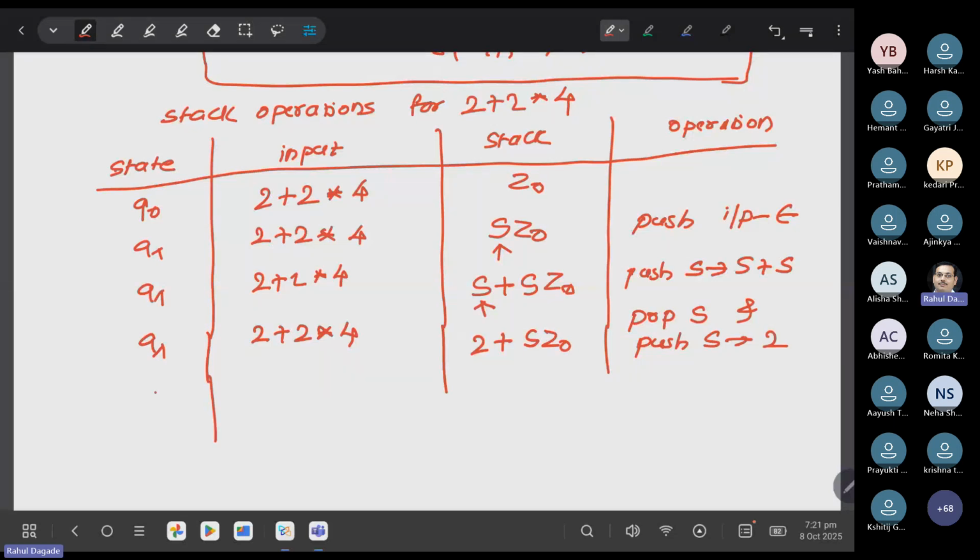Now we are in the Q1 state. Now this input and this top of stack are matching. So do the input reading and pop the stack. So now the input is consumed: plus 2 into 4 remains, and 2 is gone. Remaining on the stack is plus S Z0. So what operation is done here? The input is the same as the top of stack. Therefore pop the top of stack and consume the input.